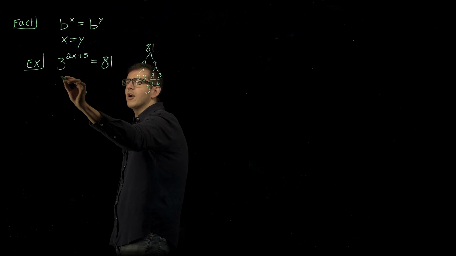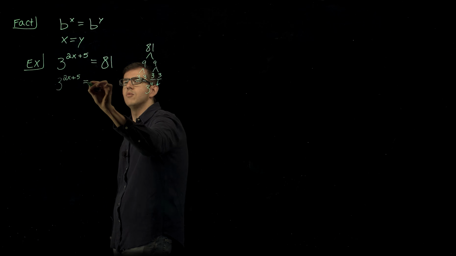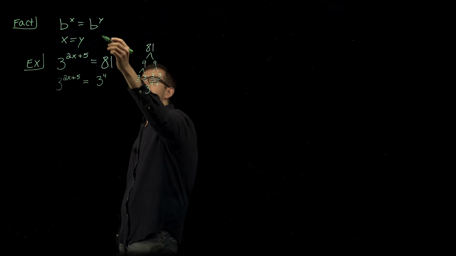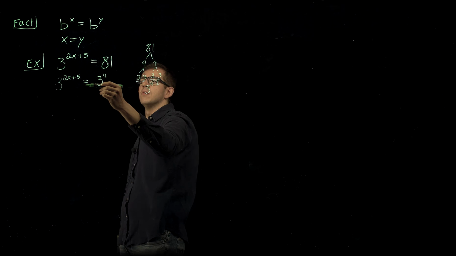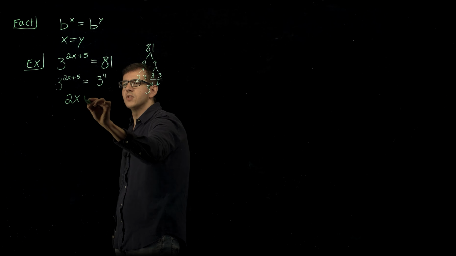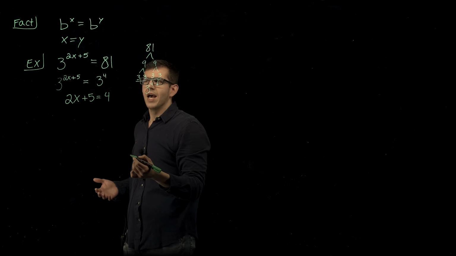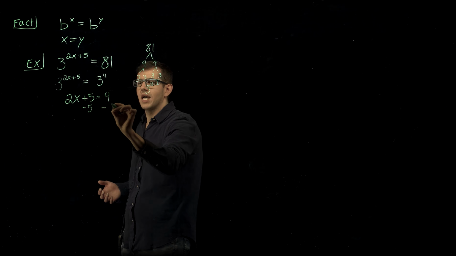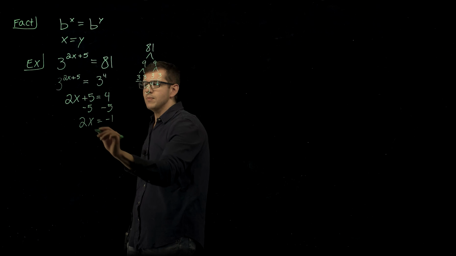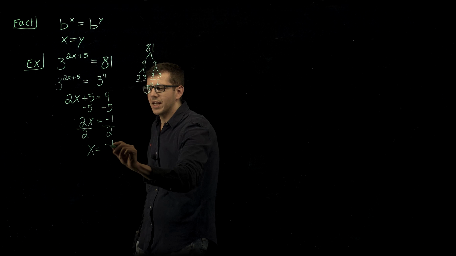This allows us to rewrite our problem as 3 to the 2x plus 5 equals 3 to the fourth. And now that we have equal bases, we can drop the bases and just set the exponents equal to one another, giving us 2x plus 5 equals 4. And now we can just solve for x. We'll subtract 5 from each side to get 2x equals -1. And then dividing each side by 2 gives us x equals -1/2.